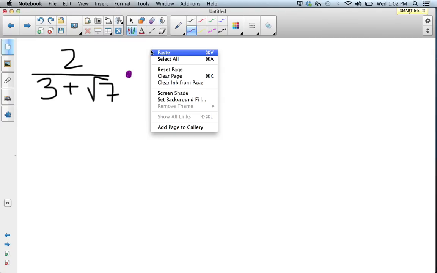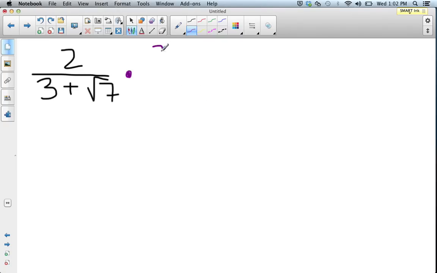So we're going to multiply by 3 minus square root 7 in the numerator and 3 minus square root 7 in the denominator. This is our clever form of 1. Remember that you're only allowed to multiply by 1 and not change an expression. So really what we're multiplying by here is 1. This is our clever form of 1.